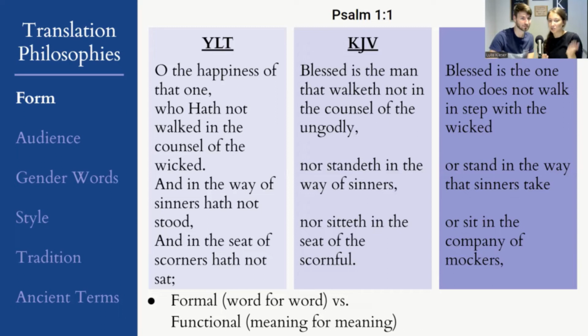So it would be Young's, which is very, very word for word. And Young's even tried to keep the word order, like we saw. But King James still did word for word, but they maneuvered the words around just so we could understand them and be more fluent in English. Yeah, it's a lot more fluid.